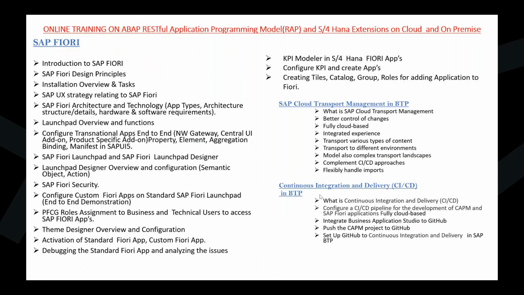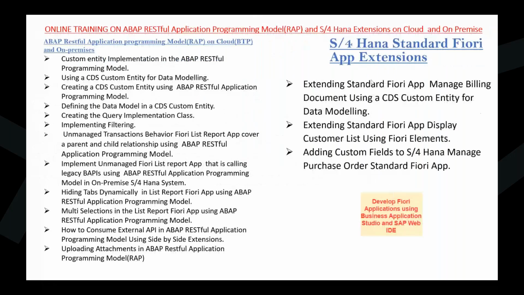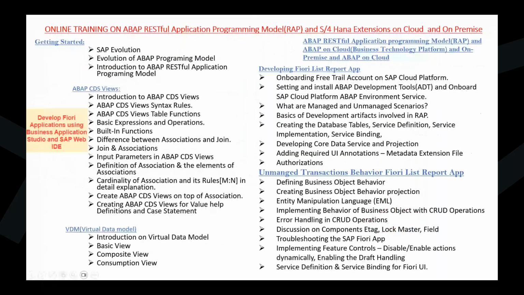Then SAP Fiori. Here we talk about Launchpad, Fiori security, Launchpad Designer, spaces, pages, catalogs, styles, groups, everything. Then we'll move to RAP on BTP, ABAP RESTful on BTP: developing the Fiori list report template, managed use case, unmanaged use case, CRUD operations, EML, implementing EML, E-tag, lock master, troubleshooting. Everything we'll be covering.